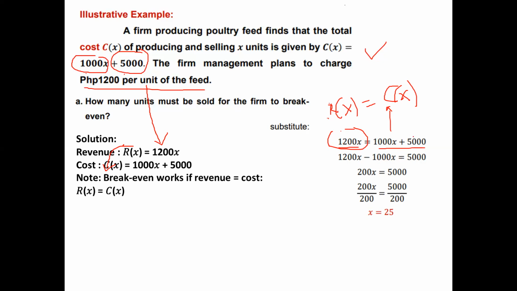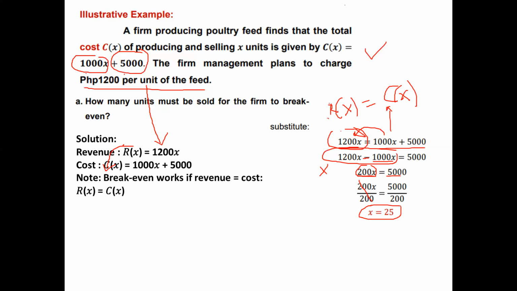So pagka-equate natin, 1,200x equal to 1,000x plus 5,000. Ang isang term na may x ilipat ko ng left. So if we were going to transpose 1,000x to the left, it will change its sign. So magiging 1,200x minus 1,000x equal 5,000. But 1,200x minus 1,000x is 200x. So 200x equals to 5,000. In order to determine the value of x, we need to divide both sides of this equation by 200. So cancel lang 200 sa left. Ang matitira na lang is x is equal to 5,000 over 200. Dividing them, we will obtain a result of 25.